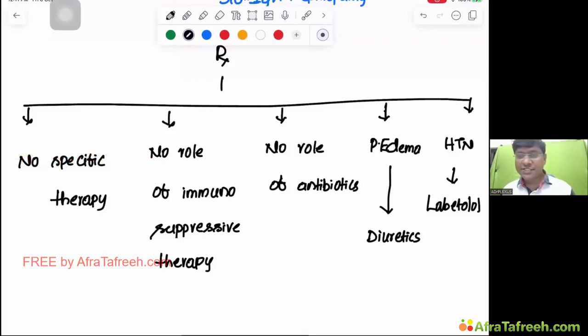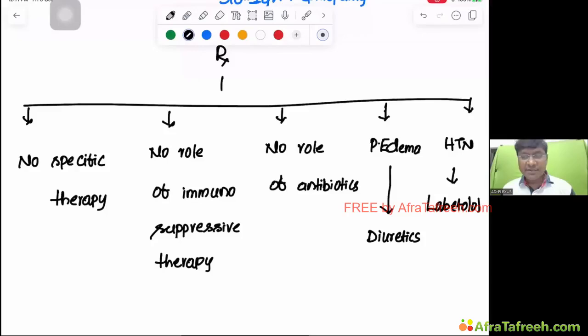Now, which type of dissections are more dangerous, type A or type B? Type A, because there is involvement of the ascending aorta as well as the arch. When the ascending aorta is involved, there can be coronary artery dissections causing MI. And when the arch is involved, the cerebral circulation can get affected. So type A dissections are very, very dangerous. They require immediate surgical intervention.